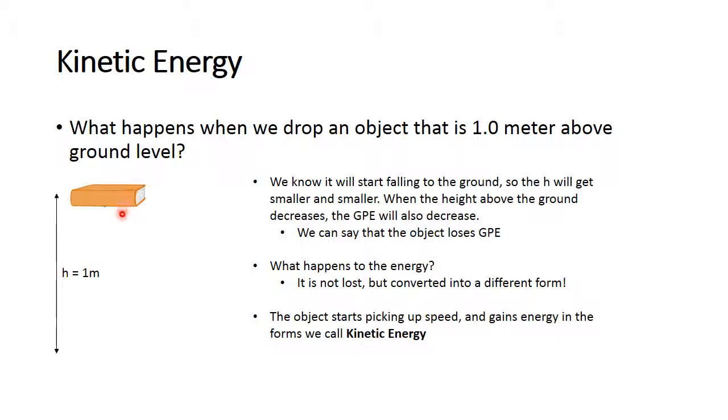As that object falls down, you may think, well, the h is decreasing, so that gravitational potential energy is also decreasing. That means it's going to lose energy. But actually, energy is never lost. What happens is that energy is just converted into a different form. At the top, this book is going to have all gravitational potential energy. As this book falls down, it's going to lose gravitational potential energy, start picking up speed, and gain energy in a form we call kinetic energy.